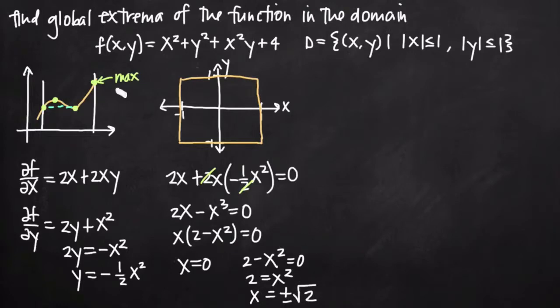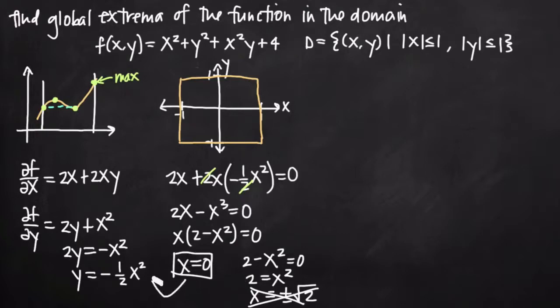However, just like before when we were dealing with a single variable function, I need to see whether these x values lie within the domain that I'm testing for. And positive and negative square root 2 do not lie within the domain. They don't satisfy this inequality, absolute value of x less than or equal to 1. So these are both values that I don't need to consider, and x equals 0 is the only value I'm interested in. I need to find a corresponding y value that goes with this x equals 0 value.